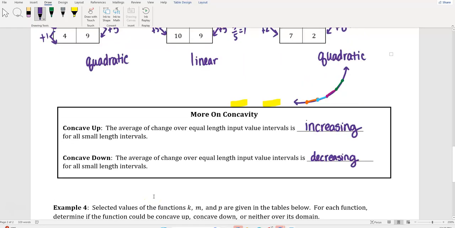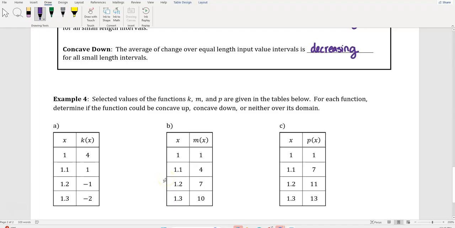So we're going to do some practice with this in a minute. It's going to have some questions to ask you if a graph is linear, quadratic, or neither. Then it's going to have some questions to ask you about concavity. And they don't want you to graph it. They want you to be able to tell from what we're looking at.